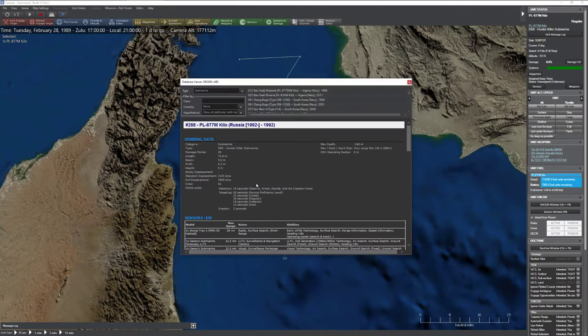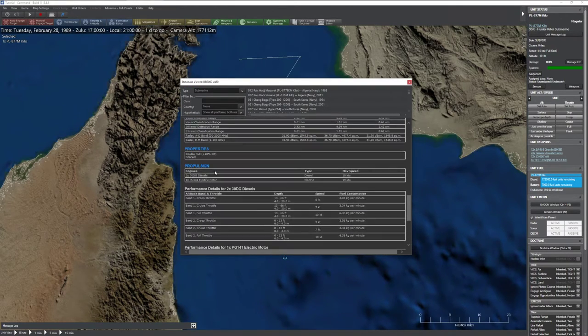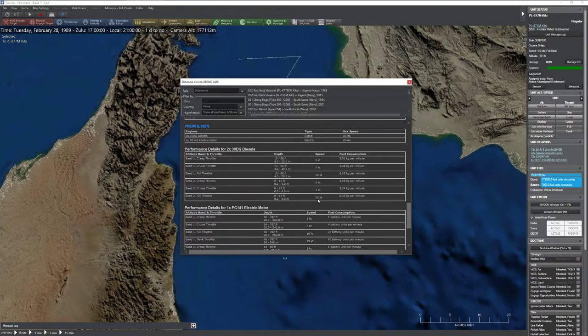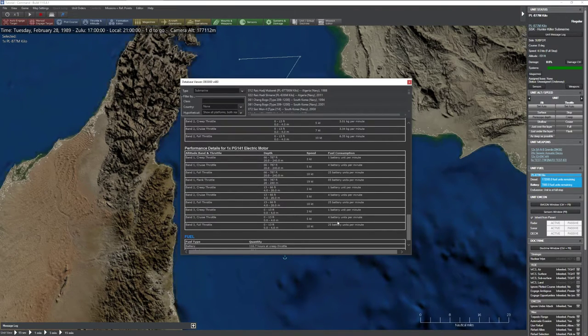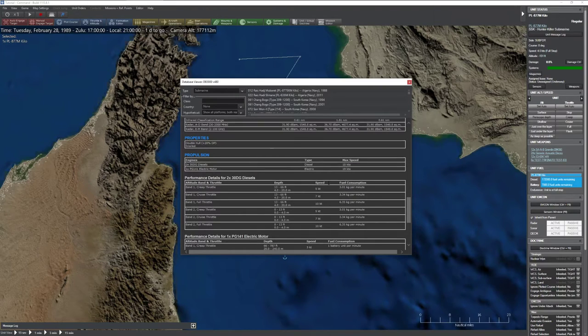Let's take a look at the stats on that one real quick. Do you remember what we just learned a minute ago? Creep throttle is about 10 knots for the diesels. The electric motor can also take us up to 19 knots if I'm fairly shallow, but, of course, we're chewing through battery like crazy. How much battery do we actually carry?